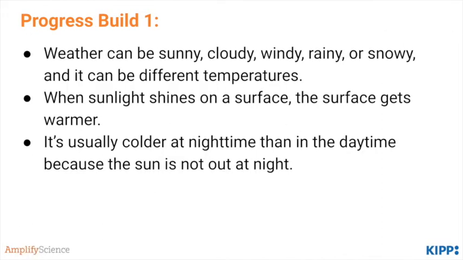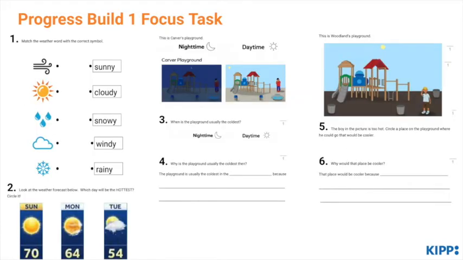At this point in the unit, students should understand Progress Build 1. Weather can be sunny, cloudy, windy, rainy, or snowy, and it can be different temperatures. When sunlight shines on a surface, the surface gets warmer. And it's usually colder at nighttime than in the daytime because the sun is not out at night. At this point, we'll use the Progress Build 1 focus task to assess student understanding of the progress build.